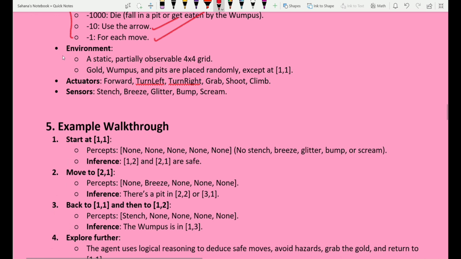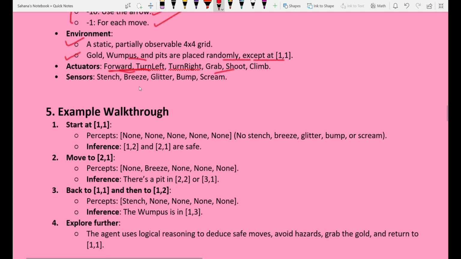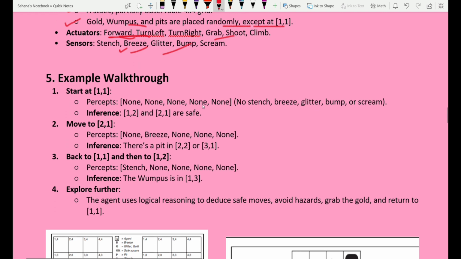Environment: how will the environment look? It is a static, partially observable 4x4 grid. Gold, Wumpus, and pits are placed randomly, except at 1, 1. Actuators are move forward, turn left, turn right, grab, shoot, climb. Sensors are stench, breeze, glitter, bump, and scream.